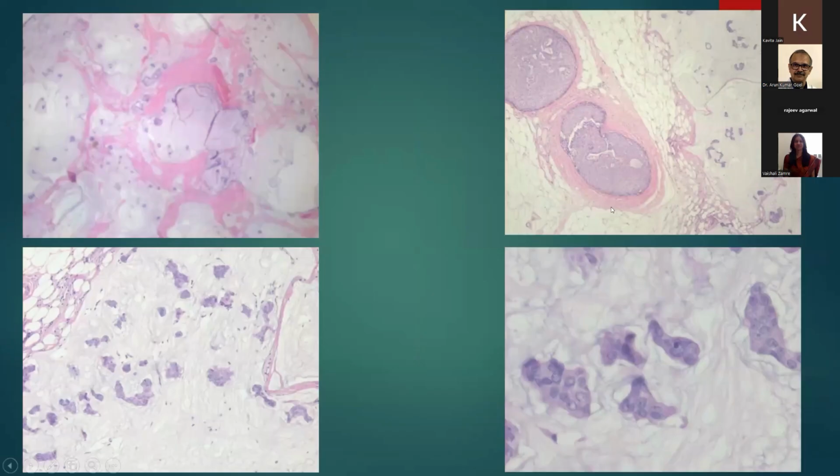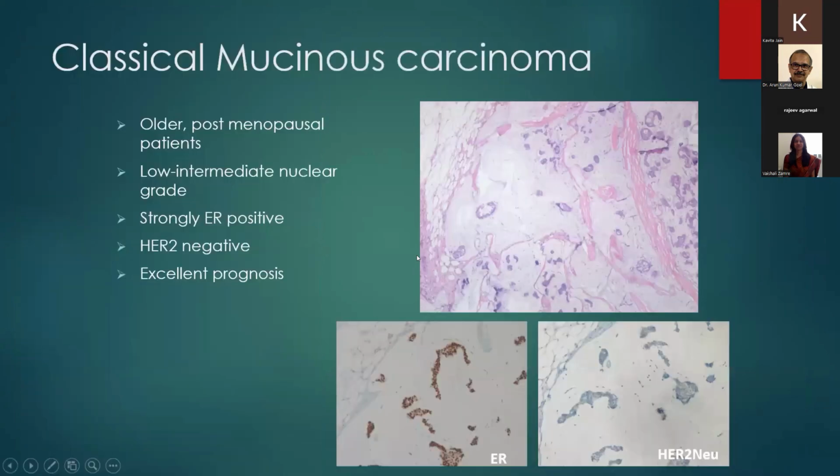Again, these tumors are associated with DCIS. The nuclear atypia is quite mild. It can be mild to moderate with an occasional mitosis. So to call it a classical mucinous carcinoma, you need to have at least 90% of mucin component. And if you have that, they are generally ER/PR positive, HER2 negative. So good tumors, favorable prognosis.